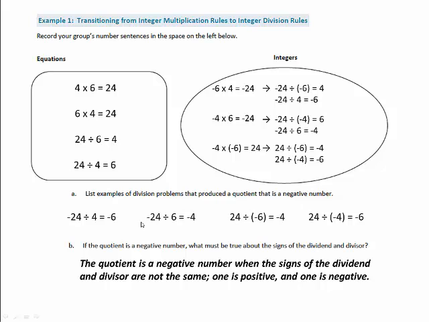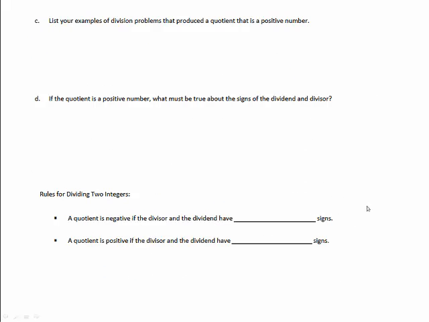Let's take a look at what happens when my quotient is a positive number. Here are some examples of division problems that produced a quotient that is a positive number. 24 divided by 6 gives me 4. That was from the bubble on the left. 24 divided by positive 4 is positive 6. Negative 24 divided by negative 6 gives me a positive 4. And negative 24 divided by negative 4 gives me a positive 6.